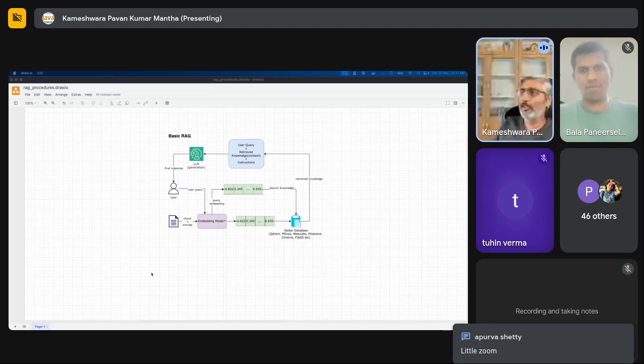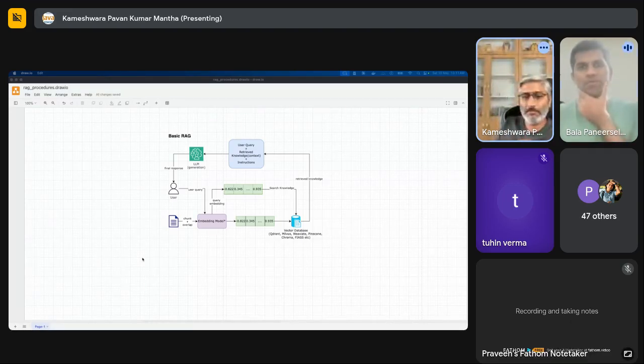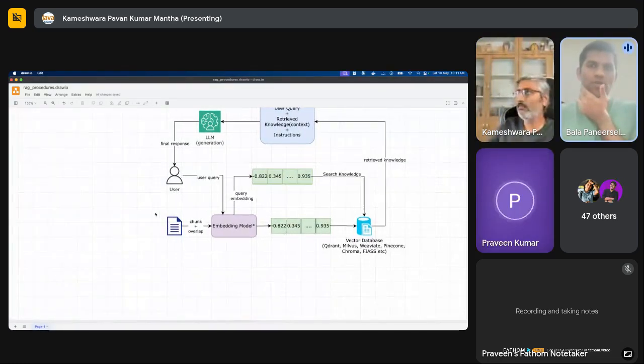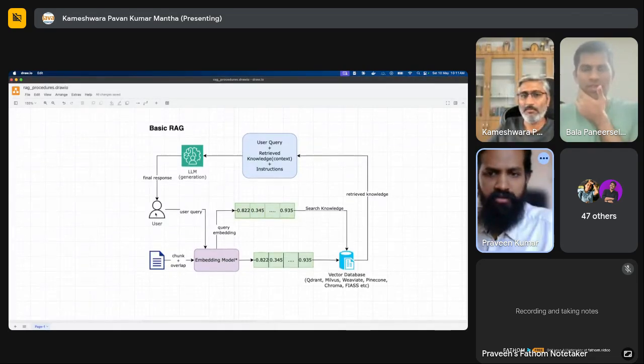Okay, so first of all, can you zoom in a little bit? Yeah, sure, why not? Just a second. There's a zoom button on the video itself, bottom right.